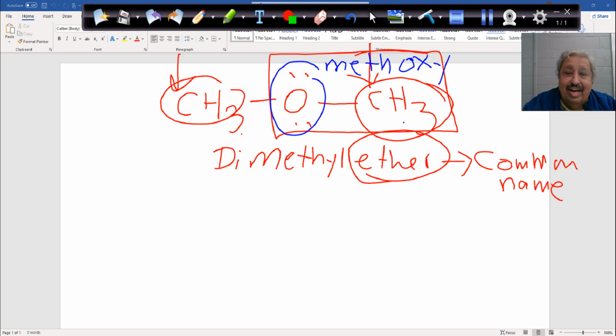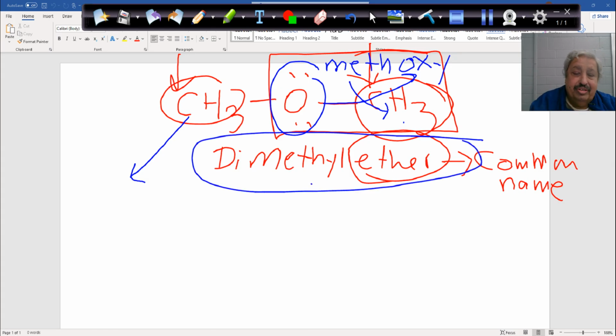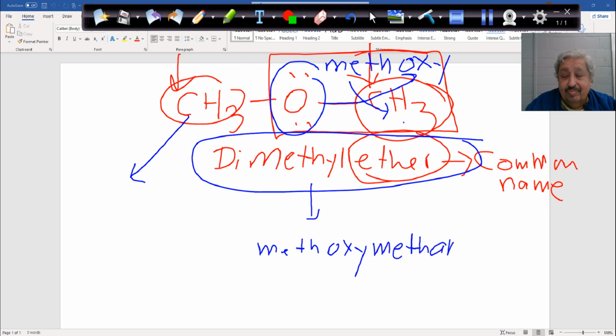So I have added the oxygen to the methyl. Methoxy, and this is one carbon. So the name of this, instead of the common name dimethyl ether, is methoxymethane, because one carbon is methane. Correct, guys? Let's name another one.